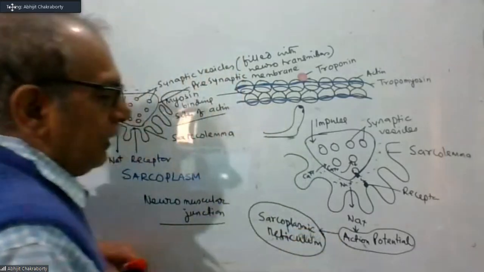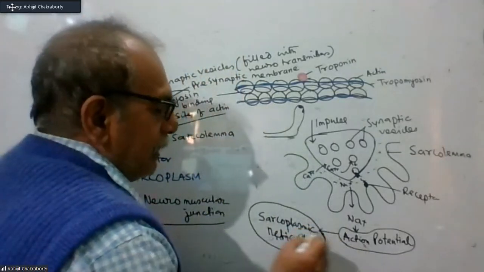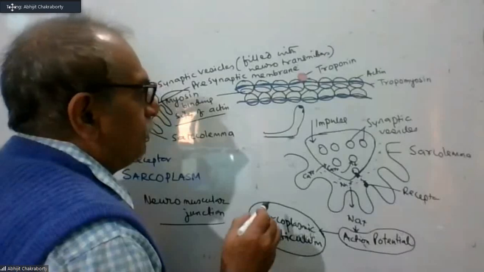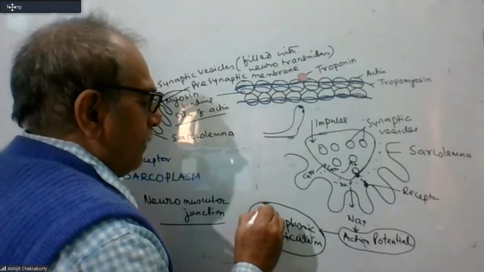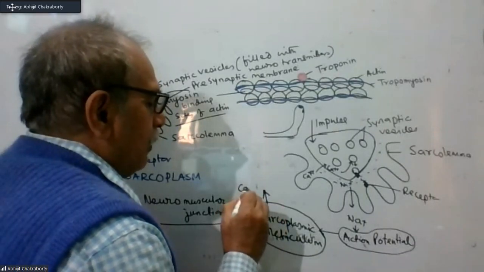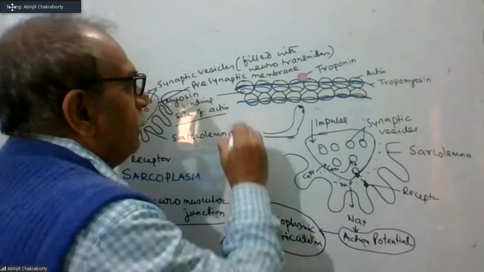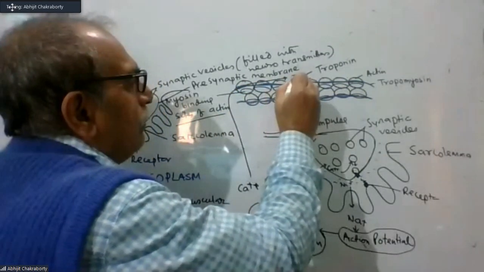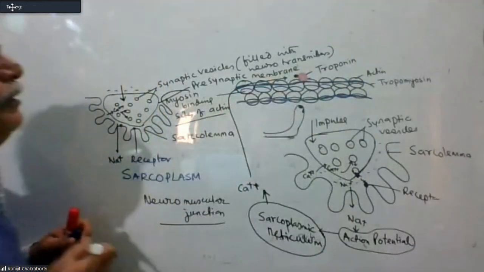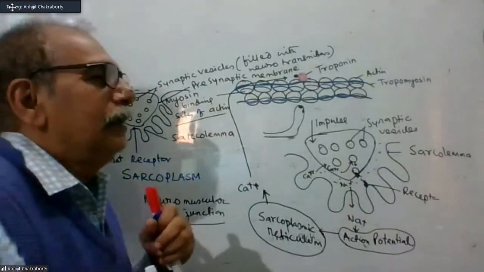Action potential stimulates sarcoplasmic reticulum. Then from this calcium ions are released, carried here and bind to the troponin to make the troponin inactivated.